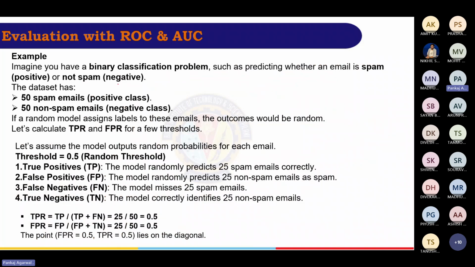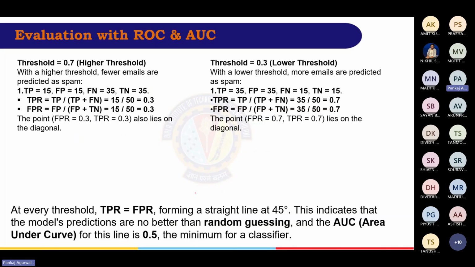So I've given an example actually. For example, you have a binary classification problem, 50 spam and 50 non-spam mails. If the random model assigns labels to these emails, the outcome becomes random. Let's calculate TPR and FPR. Suppose you have a random threshold of 0.5, so you have to calculate these values. Suppose you have calculated these values, so you can see 0.5, 0.5. So it lies on the diagonal.